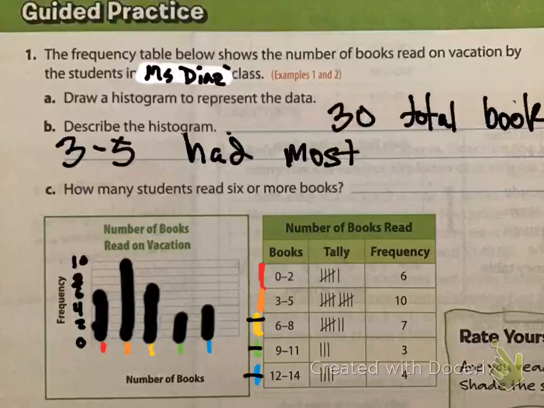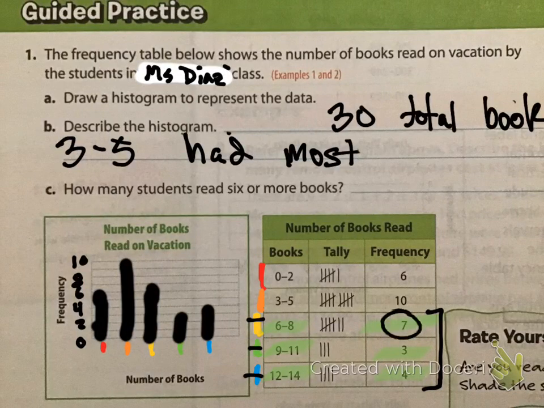So it is 14 because 7 people read between 6 and 8 books. Then 3 people read 9 to 11. And 4 people read 12 through 14. All of those are 6 or above number of books read. So, yes, they read 6 to 8 books, 9 through 11, and 12 through 14, but a total of 7 people read between 6 to 8 books, 3 people read between 9 to 11 books, and 4 people read between 12 to 14. And we care about how many students. And this column is the students, so we find out our answer is 14.